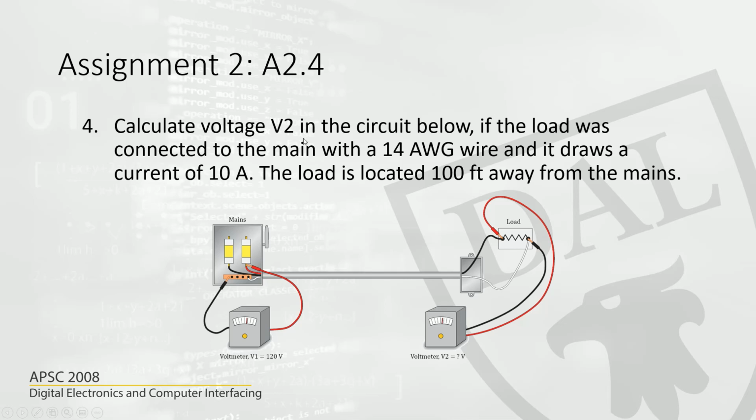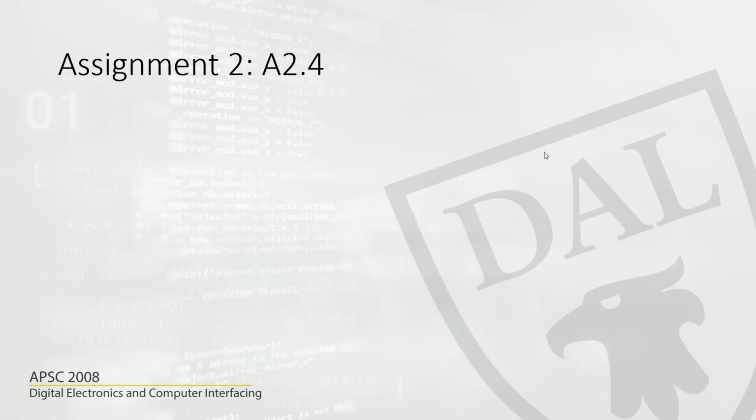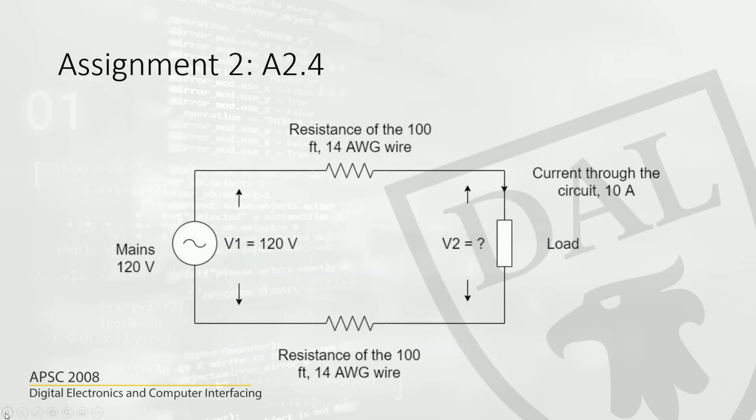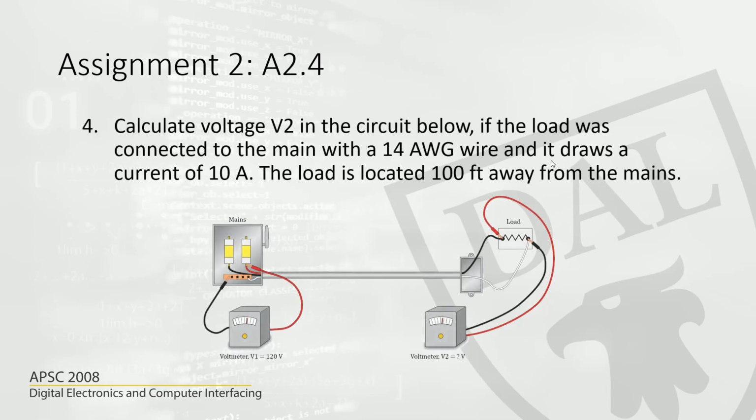Calculate the voltage V2 in the circuit below if the load was connected to the mains with 14 wire gauge wire, and it draws a current of 10 amperes. So what is the voltage V2? The load is located 100 feet away from the mains. So the way you will have to calculate the voltage drop here.